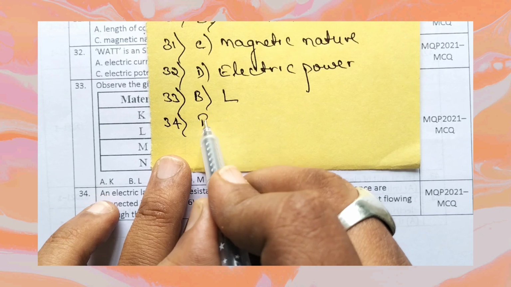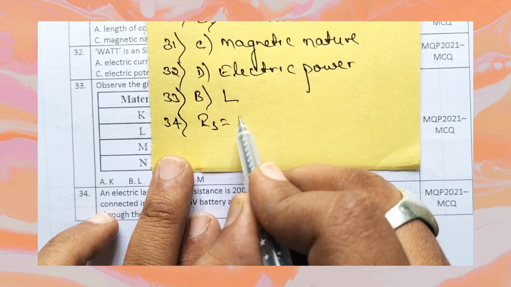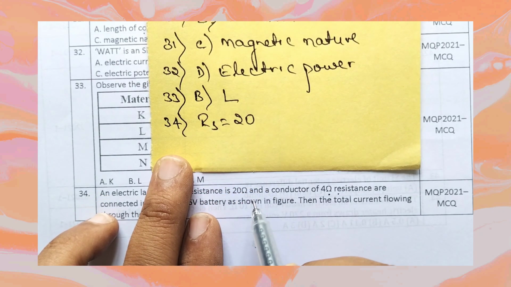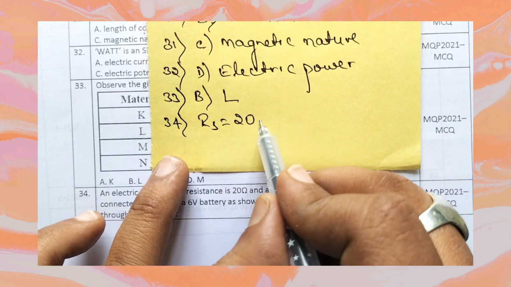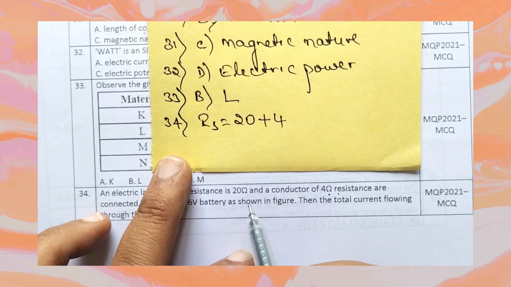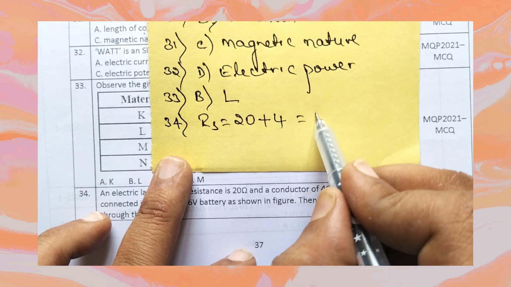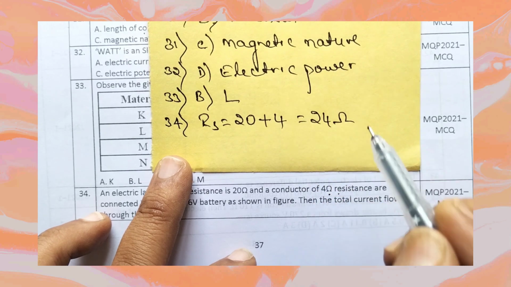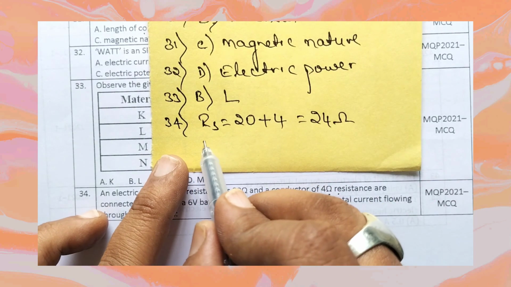The total resistance when they are connected in series is equal to 20 ohm, the resistance of the electric lamp, plus 4 ohm, the resistance of the conductor. In total it will become 20 plus 4, 24 ohms.